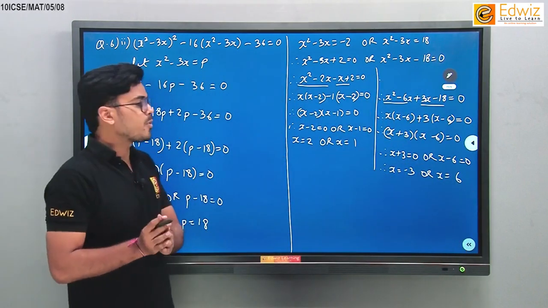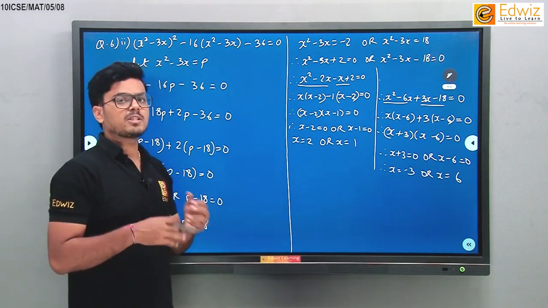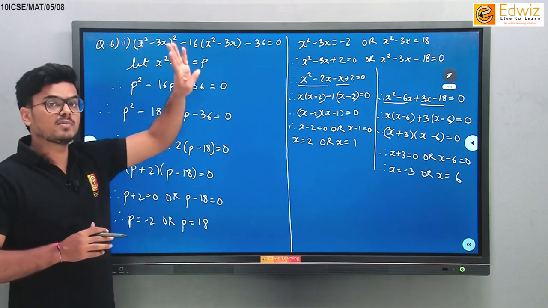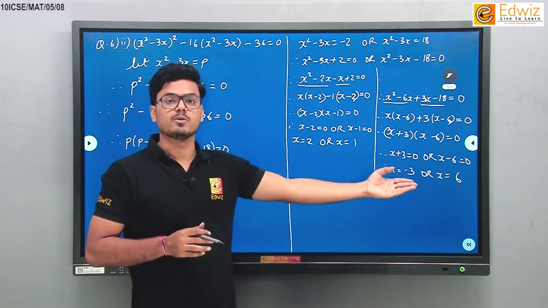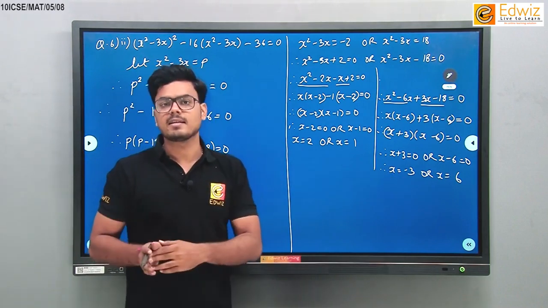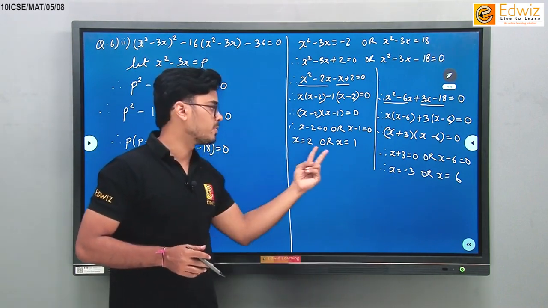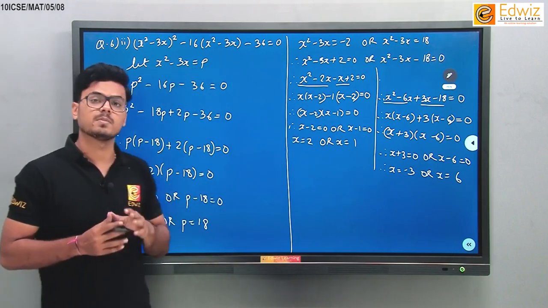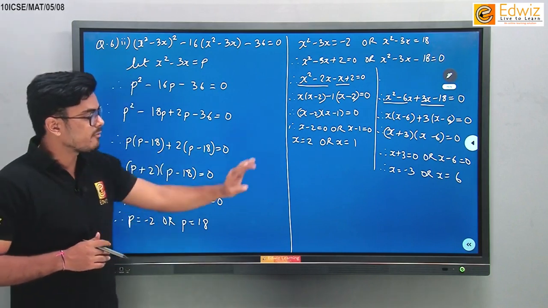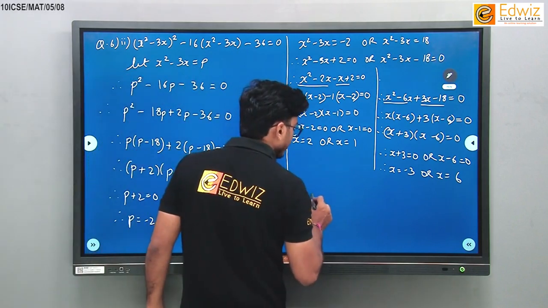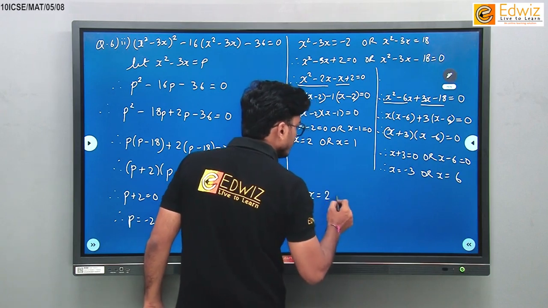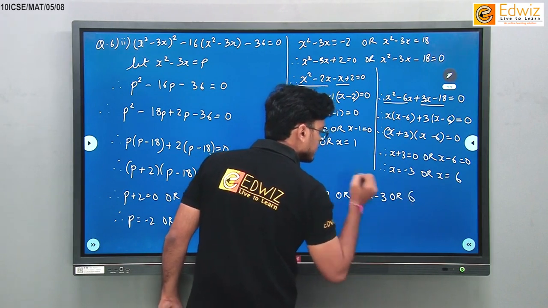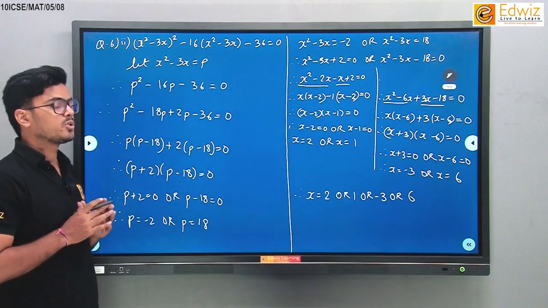Okay, so we got 4 possible solutions of this equation. Now you must be observing a pattern here. When the maximum power of the equation is 4, there are 4 possible solutions, correct? So if it is just a quadratic equation with degree 2, there are 2 possible solutions, correct? But this is an equation with degree 4, so there are 4 possible solutions. Finally we will write down, therefore x is equal to 2 or 1 or minus 3 or 6, correct? So this is the solution of this equation.